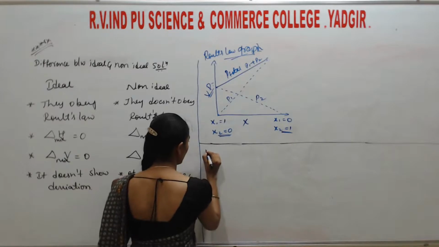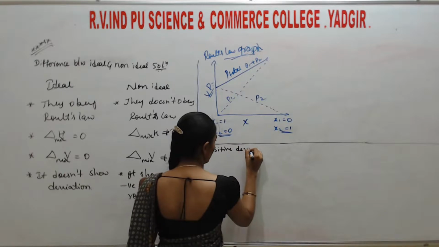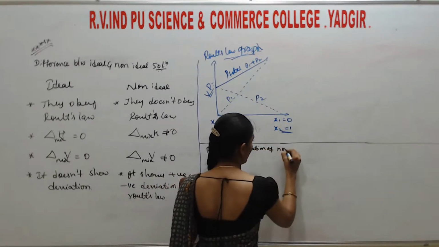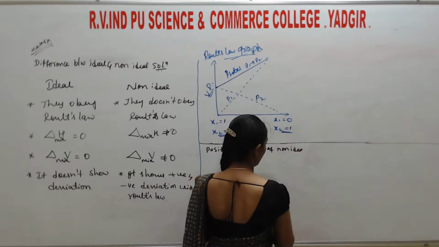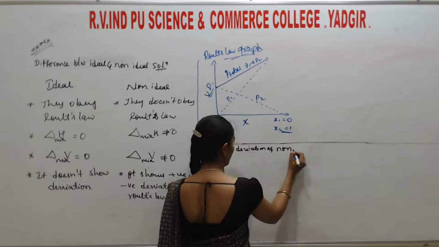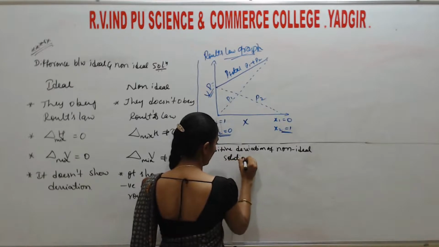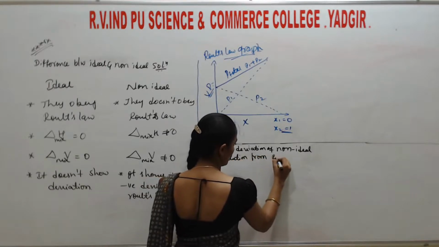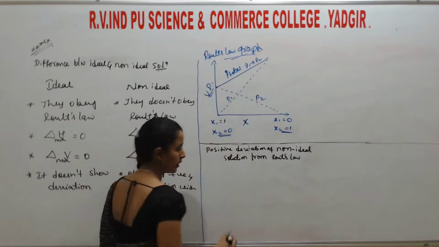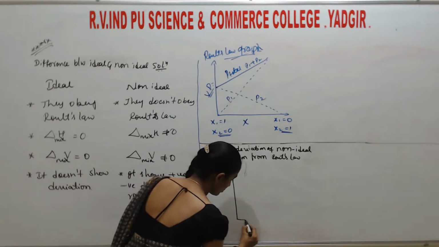the graph which shows positive deviation of a non-ideal solution from Raoult's law. Okay, I'll draw the graph here. So this is the graph. I hope you understood.